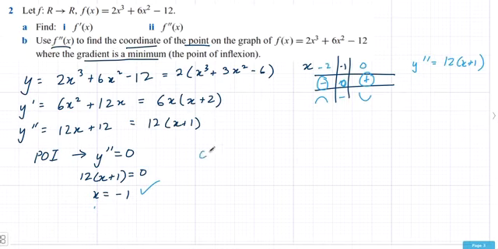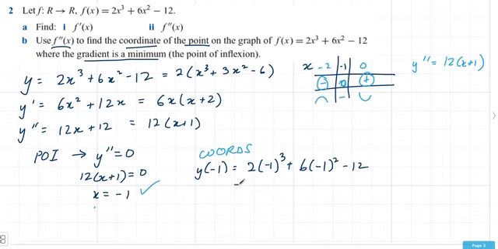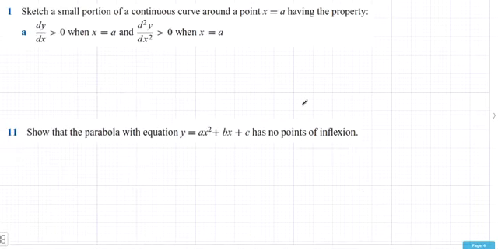Now, because it's asking you for the coordinates, you'll need to substitute that -1 into your original function. Remembering that when you have a negative to a power, if the power is even, it's going to become positive, and if it's odd, it'll be negative. So this will be -2 plus 6 minus 12, which is 4 minus 12, which is -8. So our coordinates would be (-1, -8) for that point of inflection, or minimum gradient.